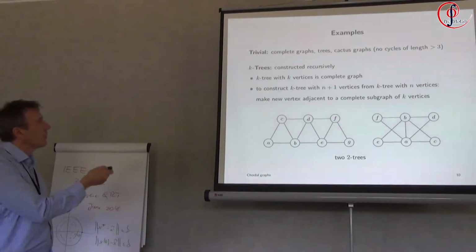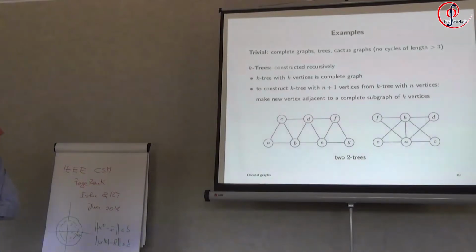There is an extension of trees that's called K-trees, that's more interesting. So you can construct a K-tree recursively as follows. The only K-tree with exactly K vertices is a complete graph.